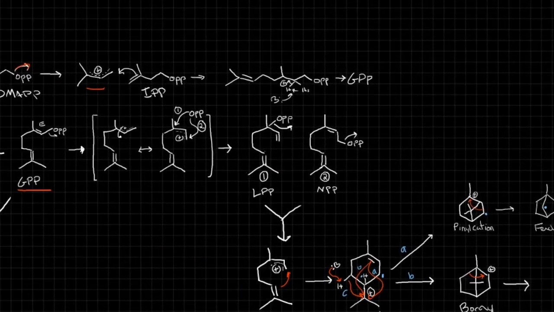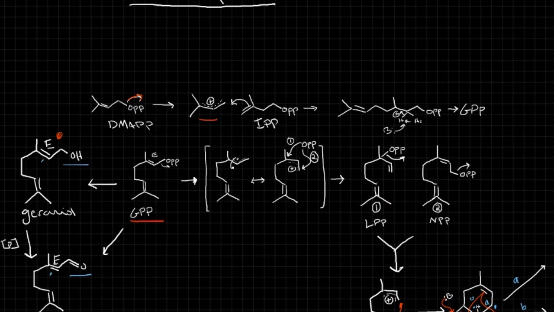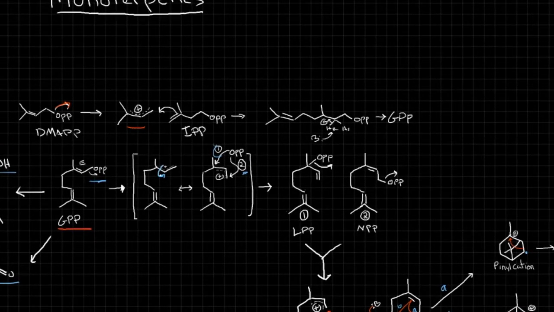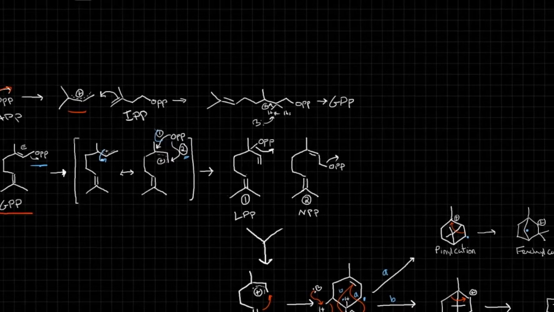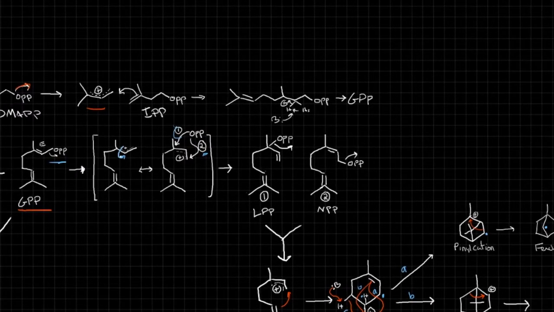That's because GPP can isomerize, so you can lose this OPP. You'll form a cation again, and then in that case you can rotate around this bond, and then add OPP back in, either at this one position here, or the one here, or this two route, I guess is a better way to say it. And that'll give you the two other classes, which are linalyl PP and neryl PP, so LPP and NPP.